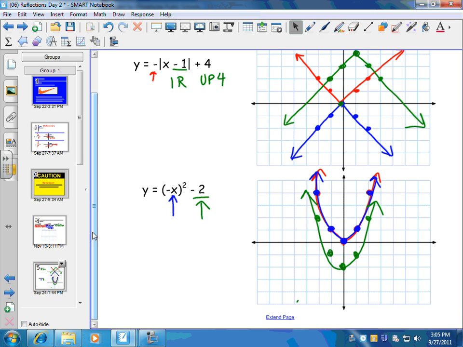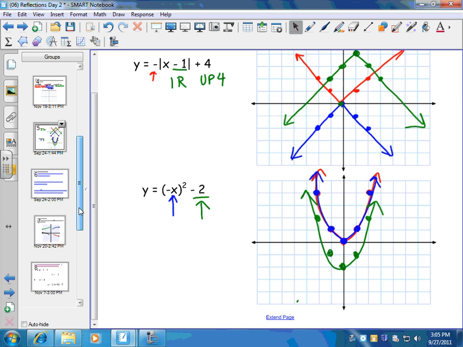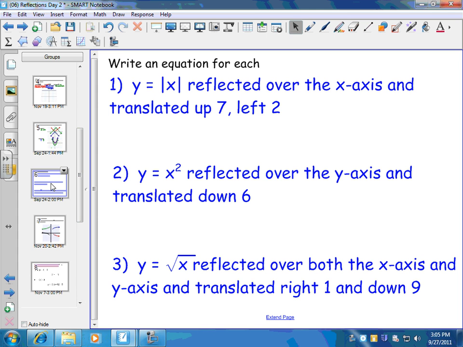Okay. Remember, reflections will always come first. Now sometimes they're going to ask you to actually just write the equation for whatever is going on, the reflection and translation. So I know I'm dealing with the absolute value function, so I'm going to start that. I know it's going to look like this. And it's reflected over the x-axis.